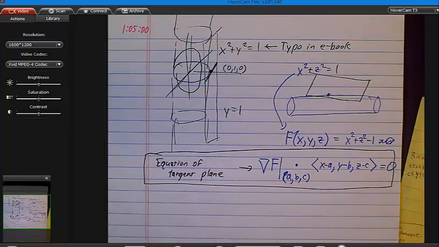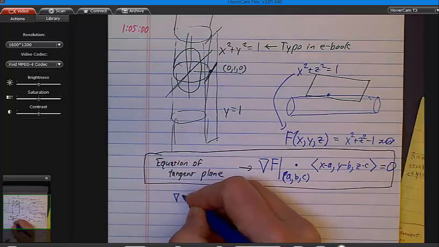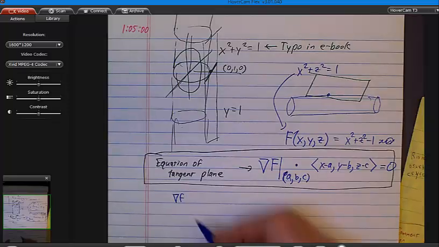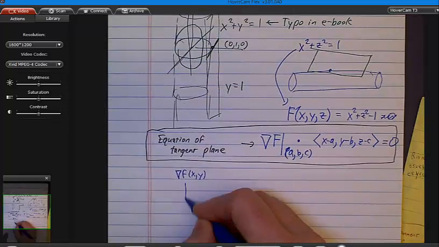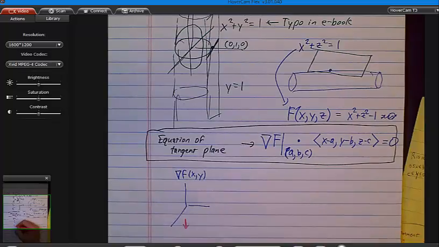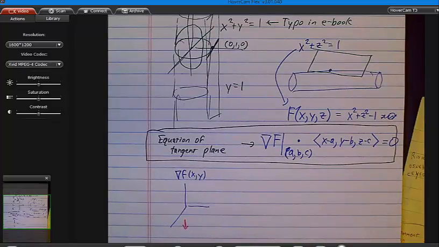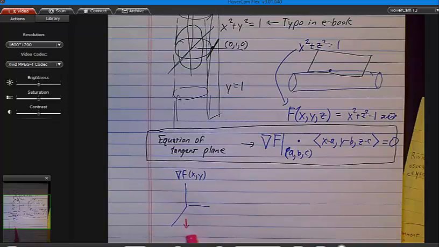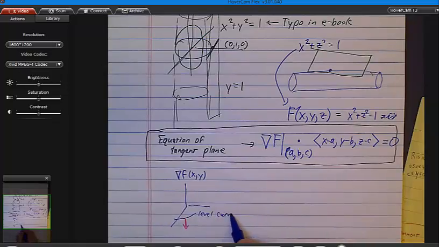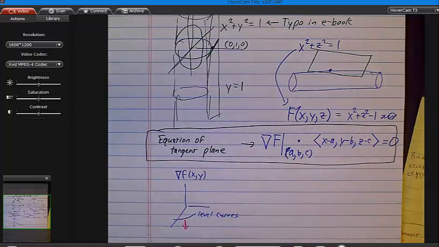Yes. It's interesting, I think. The problem I did earlier in the review today was all about grad little f. The reason we wrote little f is it was a function of x and y. I remind you of the picture: it was the vector that gives me the steepest increase in z. Another thing about grad f is it's perpendicular to what we call the level curves.